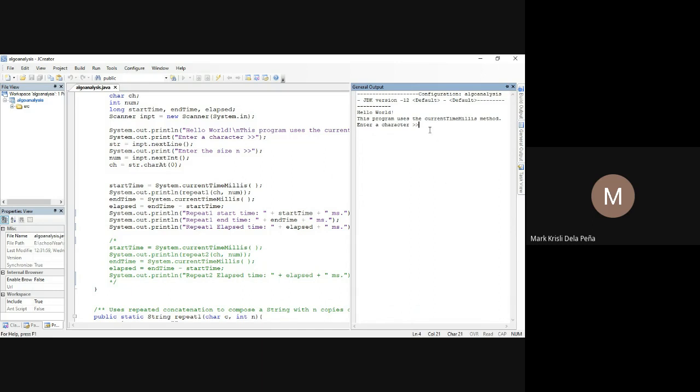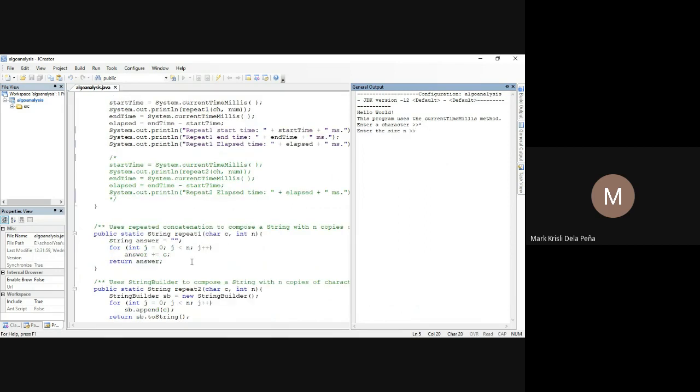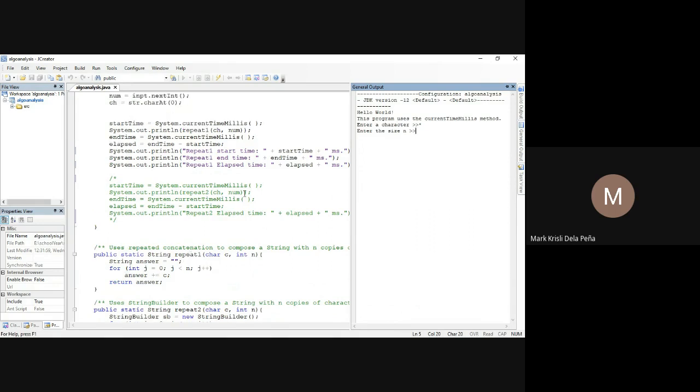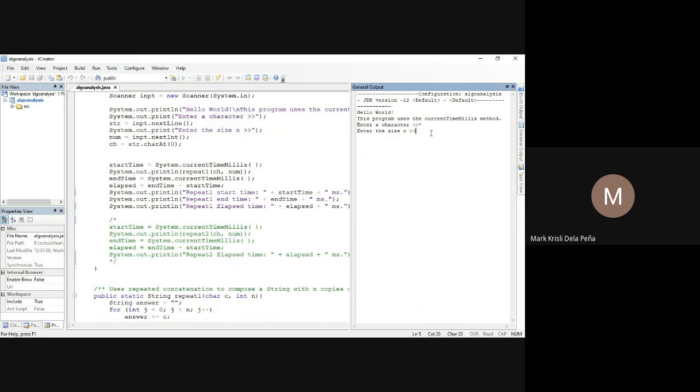Okay, suppose we want to use the character asterisk, and we'll have to process it since repeat one is a loop. So let's just say we loop it 100 times, so it will be displaying 100 stars. Okay, then take note of the time here again.